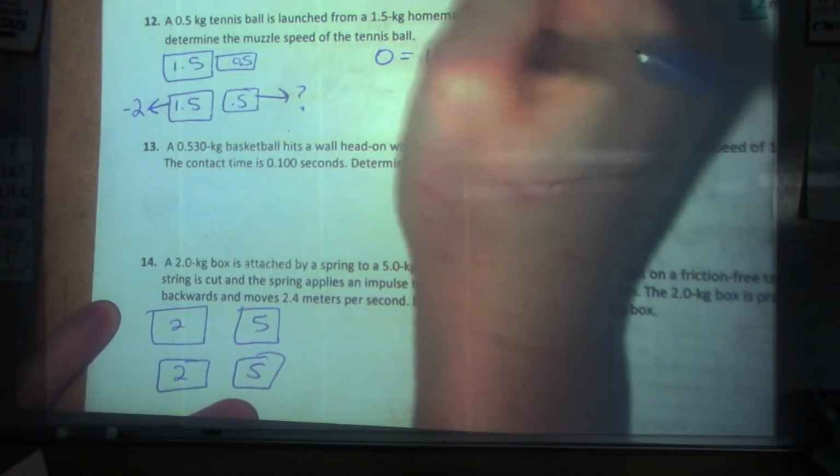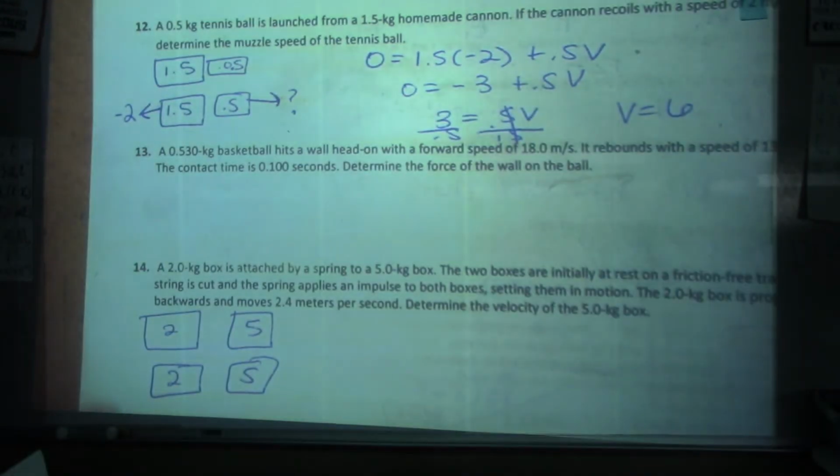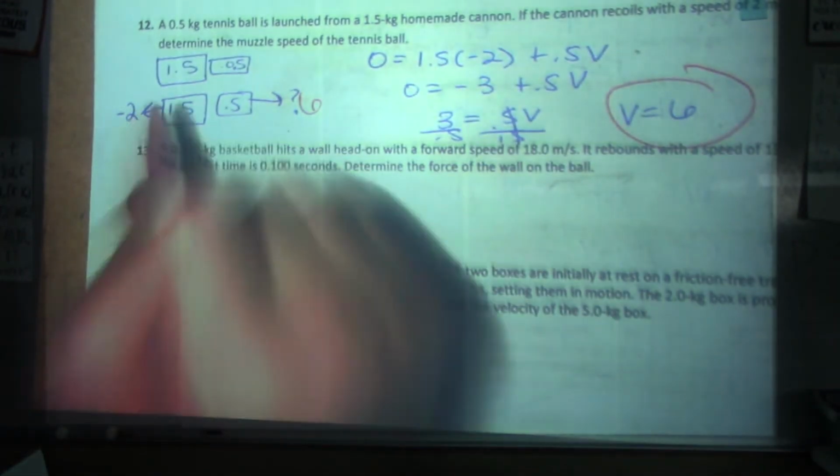So we have 0 equals 1.5 times -2 plus 0.5v. So 0, this is just -3 plus 0.5v. Add the 3 over, 3 equals 0.5v, divide the 0.5 over, that gives me a velocity of 6. And we said that it was going to be faster, so this is faster than -2, so that's good.